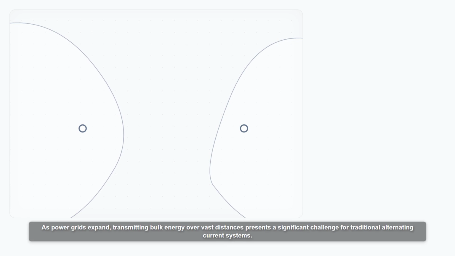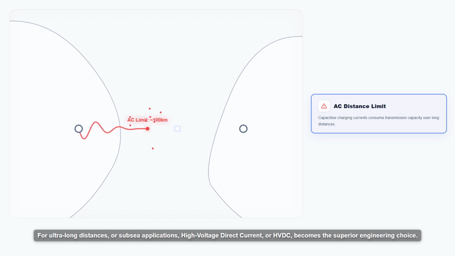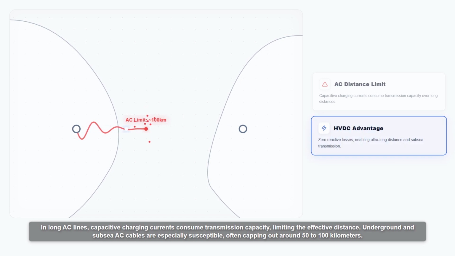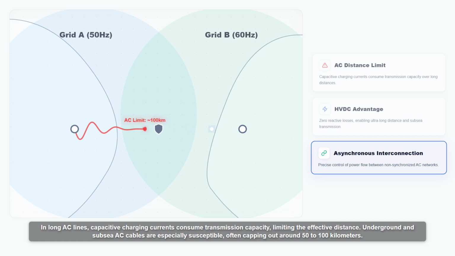As power grids expand, transmitting bulk energy over vast distances presents a significant challenge for traditional alternating current systems. For ultra long distances or subsea applications, high voltage direct current, or HVDC, becomes the superior engineering choice. In long AC lines, capacitive charging currents consume transmission capacity, limiting the effective distance. Underground and subsea AC cables are especially susceptible, often capping out around 50 to 100 kilometers.